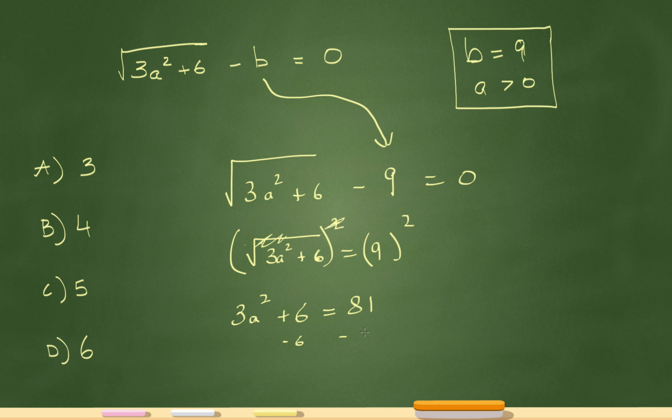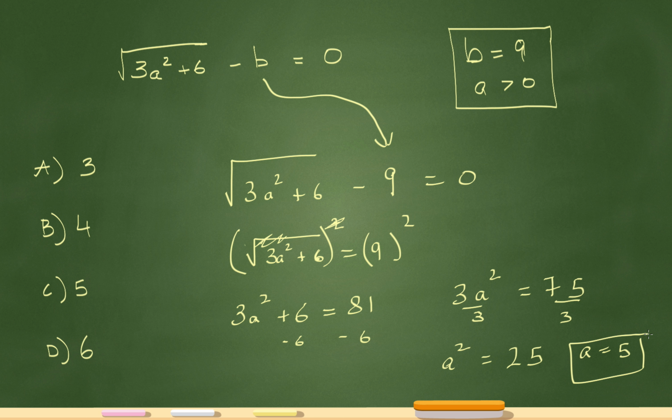And now let's subtract 6. I'm going to be left with 3a squared equals 75. Divide both sides by 3. a squared will equal 25. And then square root both sides over here. So a will equal 5. Well, a will essentially equal plus or minus 5. But see how this is saying a is greater than 0. And the only answer choice that will work is 5. So if a squared equals 25, you know that a has to be 5.